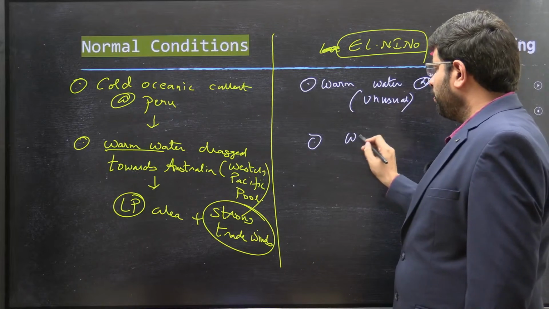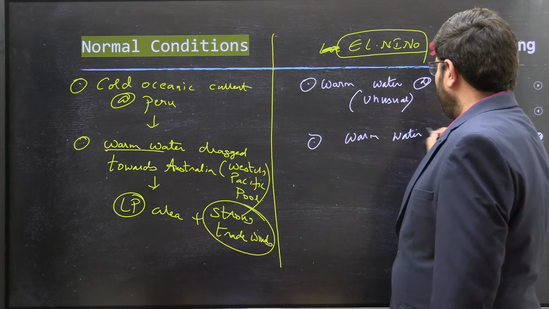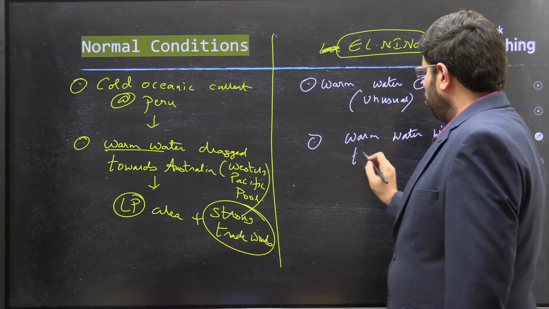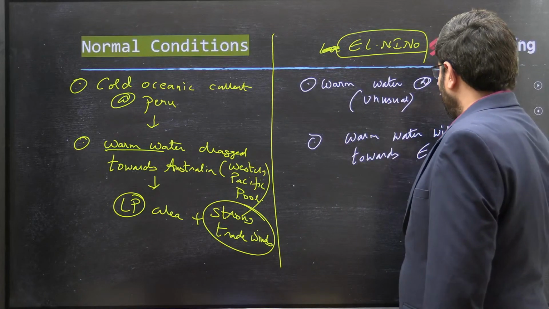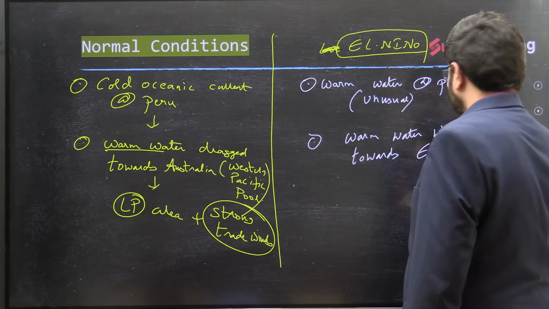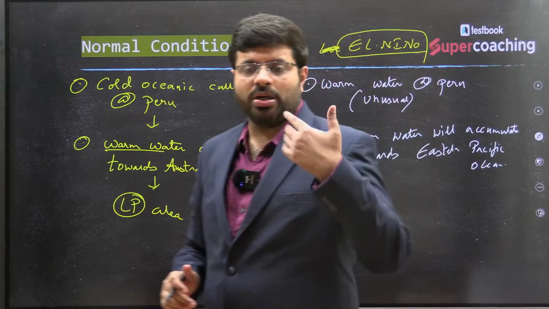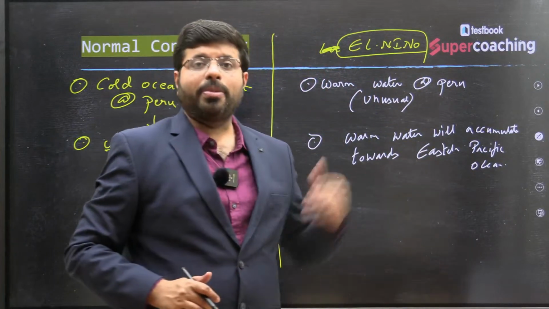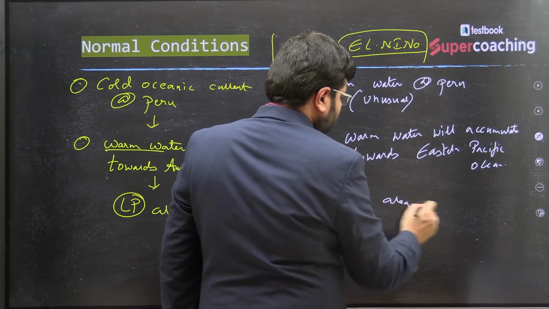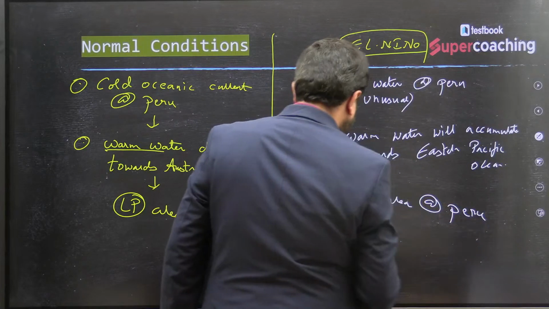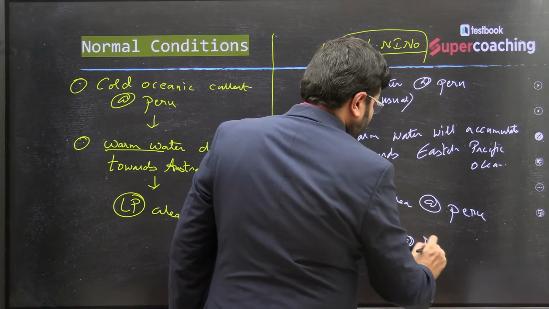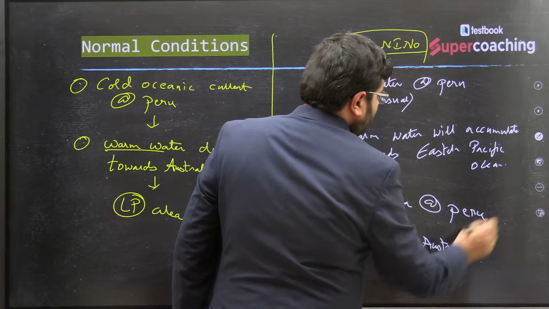So, warm water will now accumulate towards the Eastern Pacific Ocean. So what is happening? The warm water which is supposed to be at Australia, you will now find at the Peru coast. Because of that, what happens? Now the low pressure area is at Peru. No high pressure at Australia. Or sorry, no low pressure at Australia.